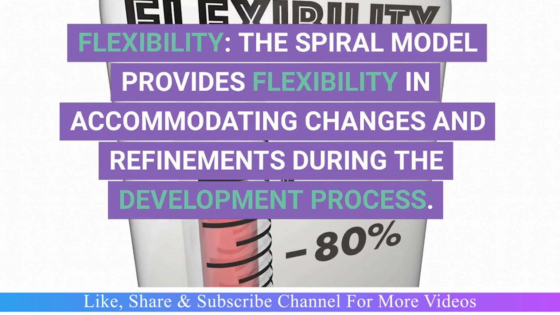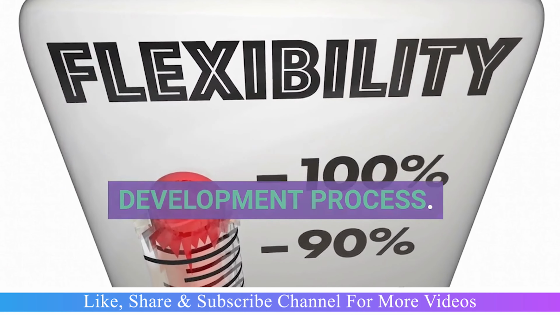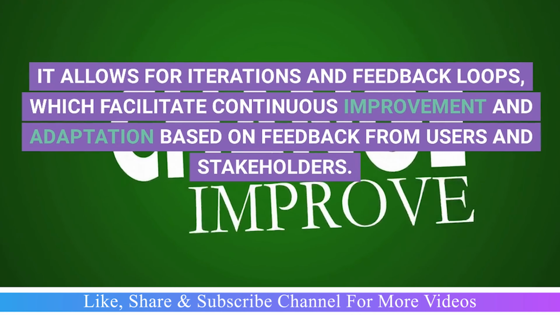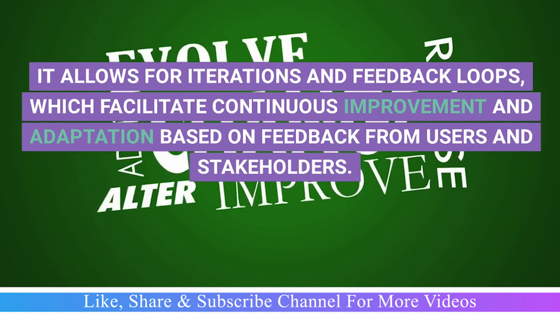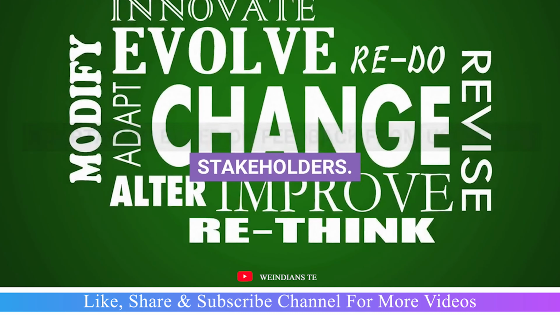Flexibility. The spiral model provides flexibility in accommodating changes and refinements during the development process. It allows for iterations and feedback loops, which facilitate continuous improvement and adaptation based on feedback from users and stakeholders.